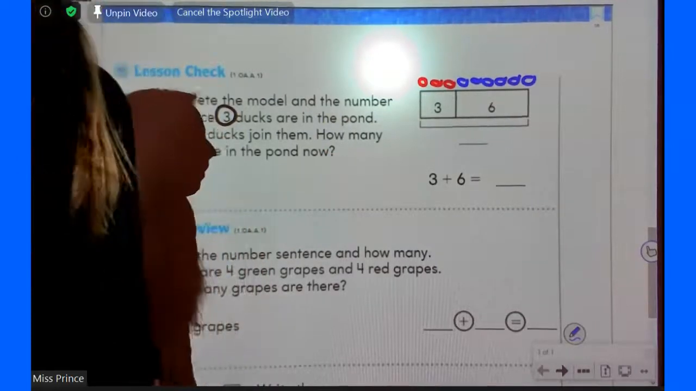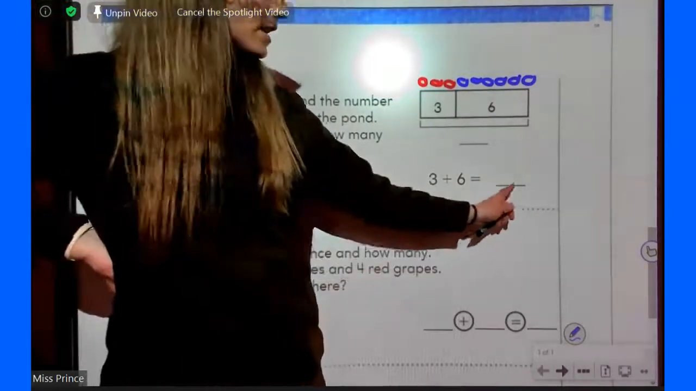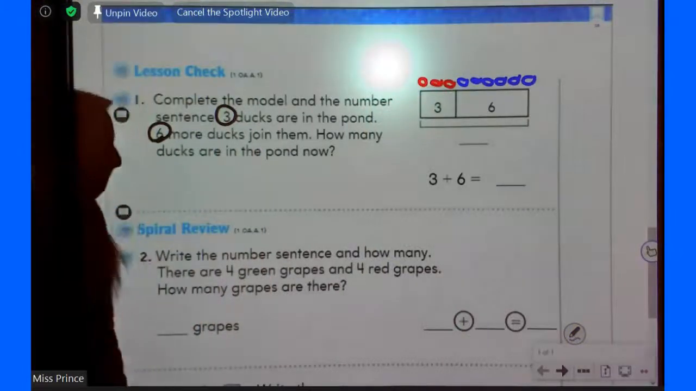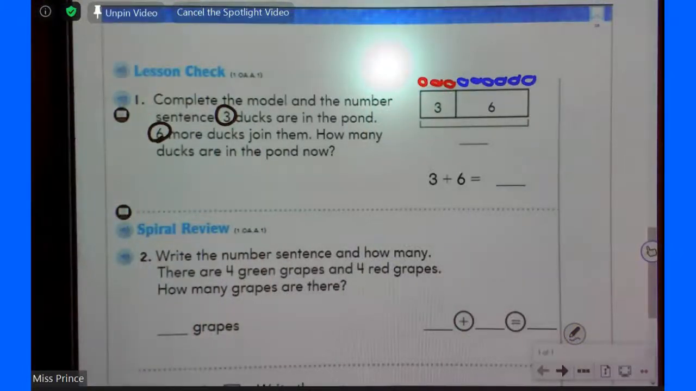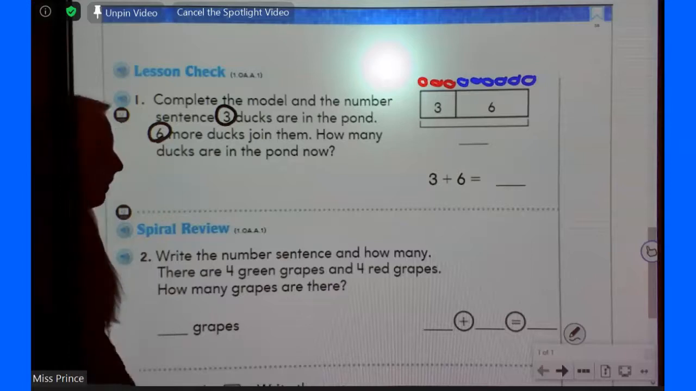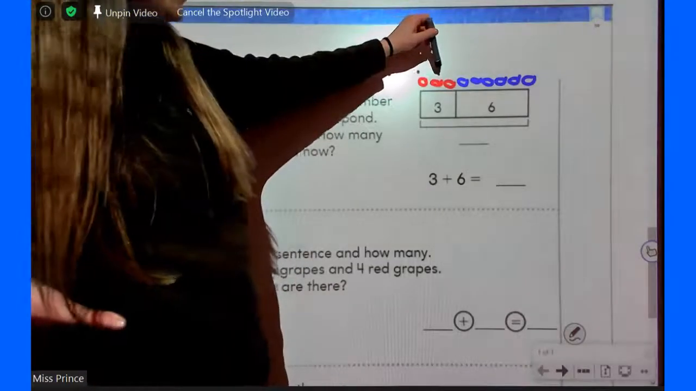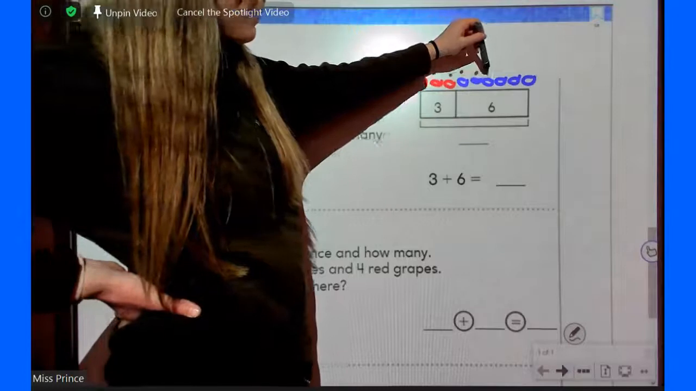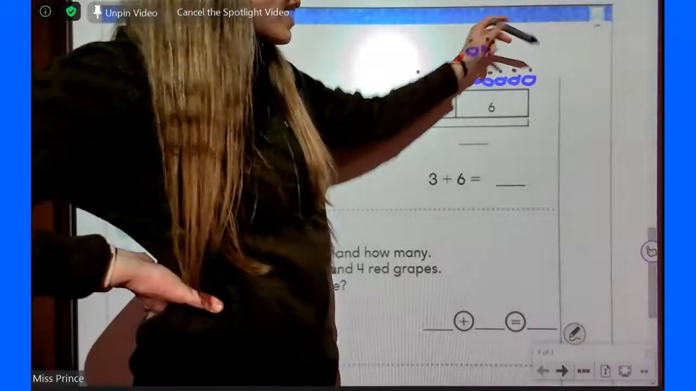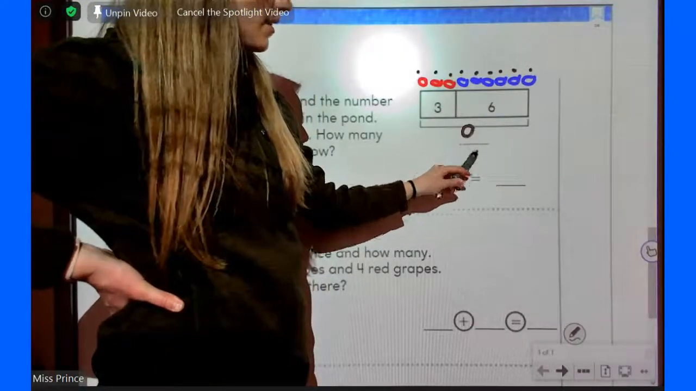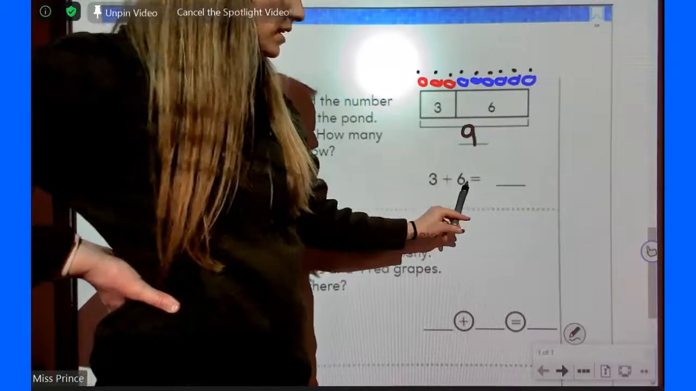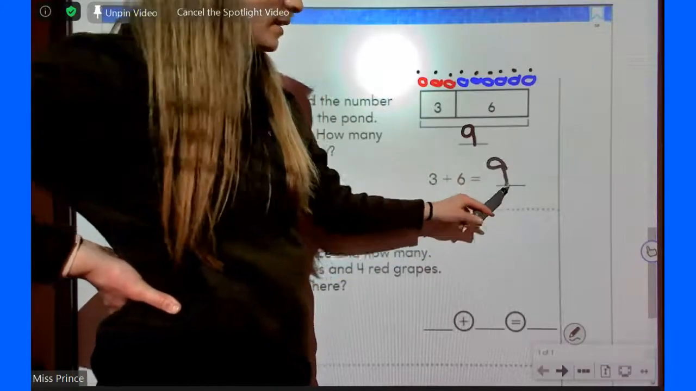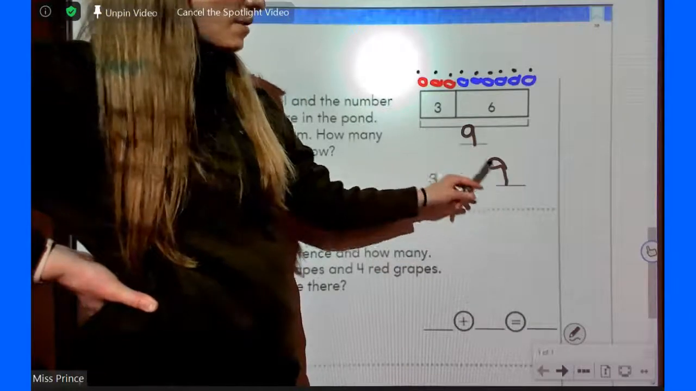Cadence, do you know how many are all together? 3 plus 6? Nine. 1, 2, 3, 4, 5, 6, 7, 8, 9. We have 9 all together. 3 plus 6 equals 9. Do you guys see that I always put the same number here?